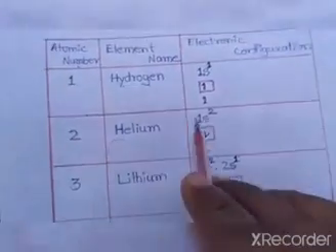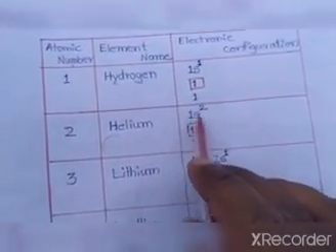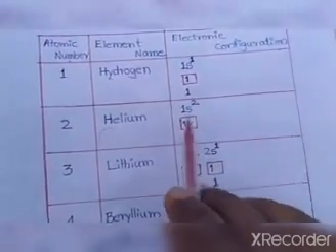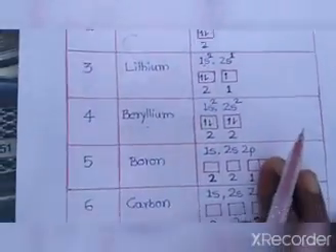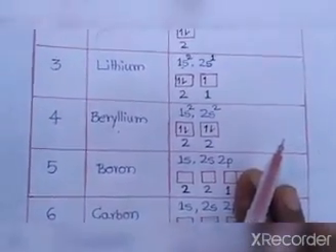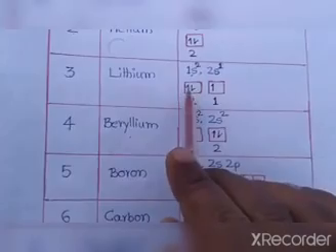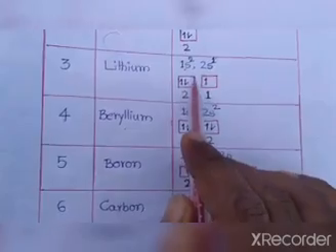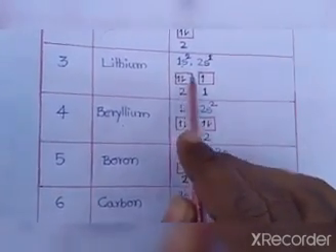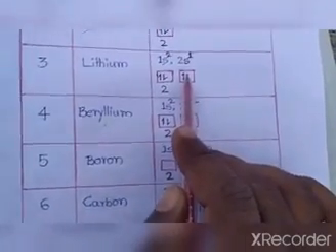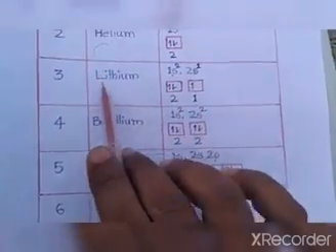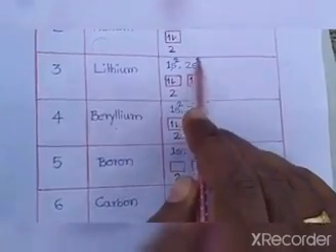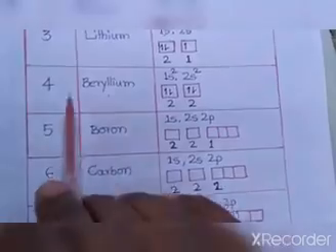Second, helium, it is 1s2, because the s orbital capacity is 2. Therefore the second electron will again fill the s orbital like this, student. Next, student, the third one is lithium. The first electron fills the 1s, the second electron also fills the 1s. After completely filling 1s, the third electron will enter the 2s. Then what is the electronic configuration of lithium, student? Here 1s2 2s1.